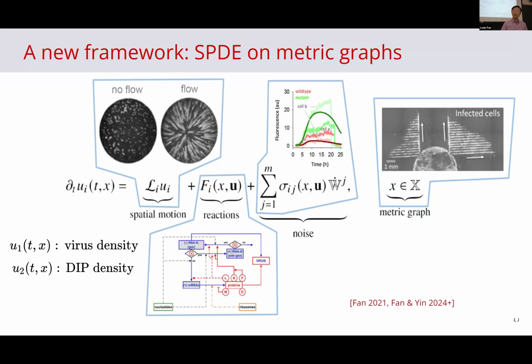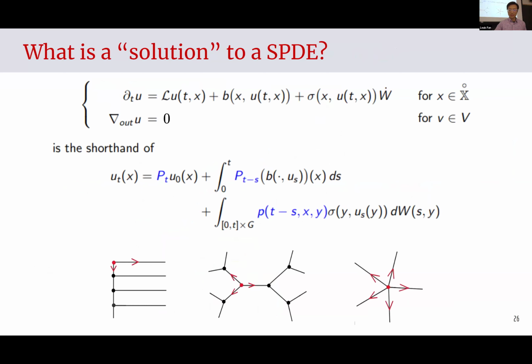And then our modeling framework is to look at a class of reaction diffusion equations with a noise term, or a class of stochastic PDEs, as I mentioned, on metric graphs. So we mostly look at the density of the wild type virus particle and the density of the defective interfering particle. So this is the framework.